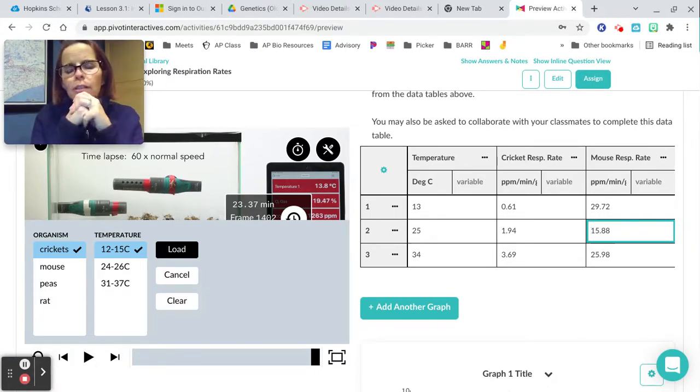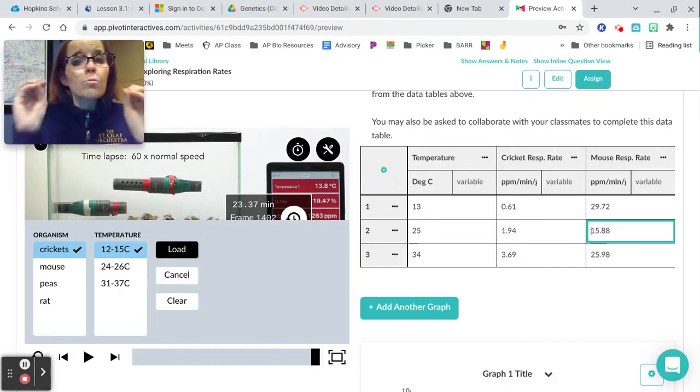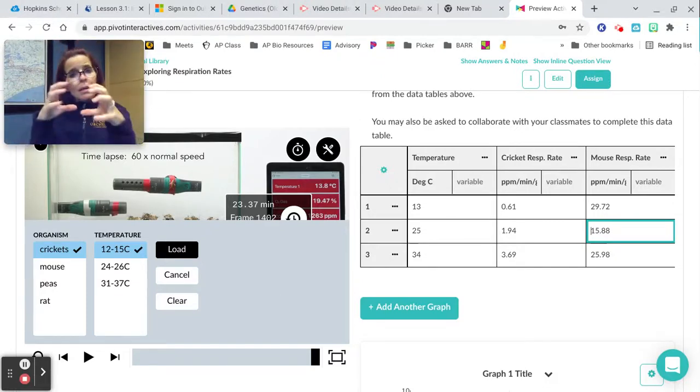So first of all, what we notice about the mouse respiration rate is that it is way higher than the crickets. Remember that this is per gram. It's not because the mouse is bigger than all the crickets. This is per gram of body mass. So it's got a way higher respiration rate than the crickets do. And the question is why?